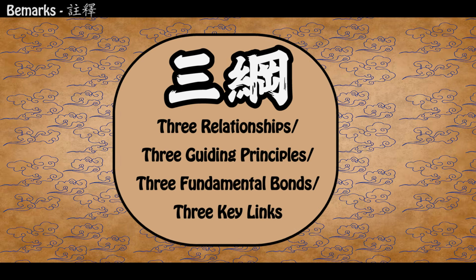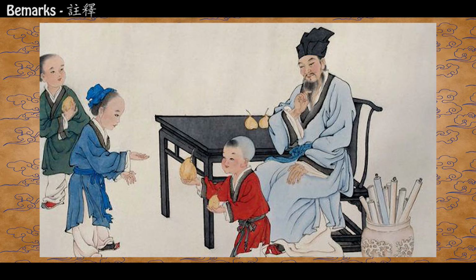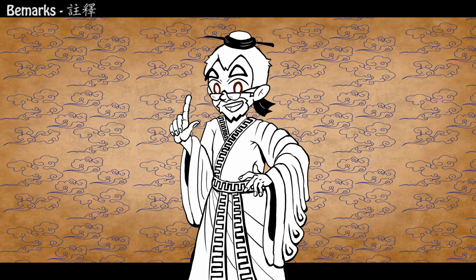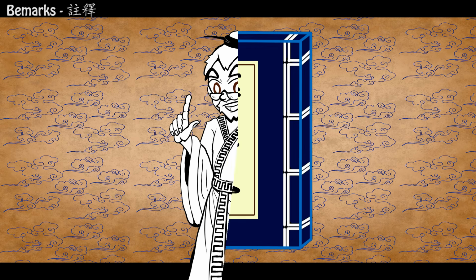The 3 key links. Also called the 3 principles or 3 relationships, these are the 3 bonds that tied folks together in feudal society: ruler and underling, father and son, husband and wife. We first see the 3 key links not in a Confucian text but in a legalist one, namely the Han Fei Zi.